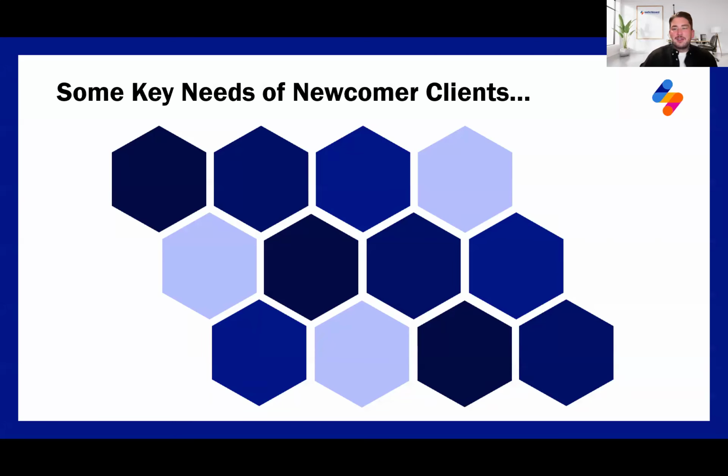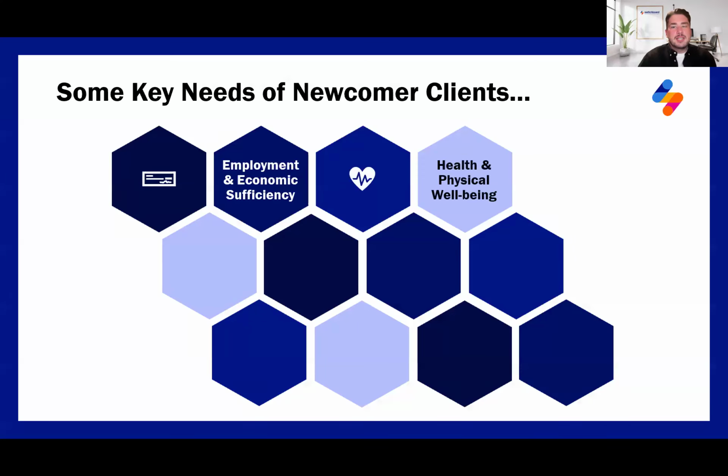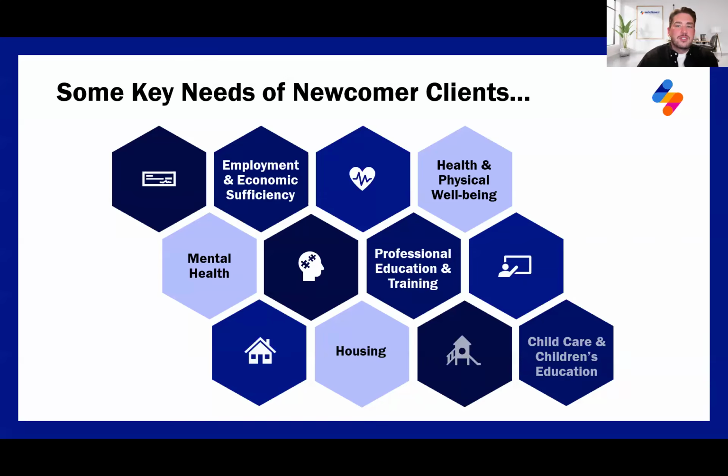So in the RISE study, researchers identified 10 pathways that really shape whether newcomers can integrate and thrive. Let's walk through the first set of those. The first is employment and economic self-sufficiency. For most families, being able to find a job and provide for themselves is the first marker of stability. Without that, everything else feels shaky.